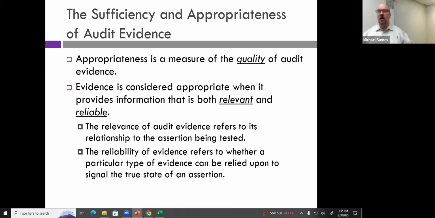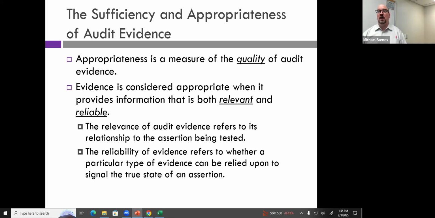So think about relevance. I ask for evidence that I want to test existence of inventory, but I get evidence that signals the completeness of inventory. Does that mean that the evidence itself is not valuable? I mean, it could be valuable in another context, but it's not relevant to the assertion that I'm testing. So I need evidence that's relevant to the assertion that I'm trying to identify. Then reliability basically says, can it actually signal the true state of the assertion?